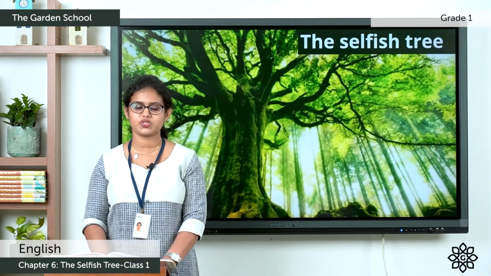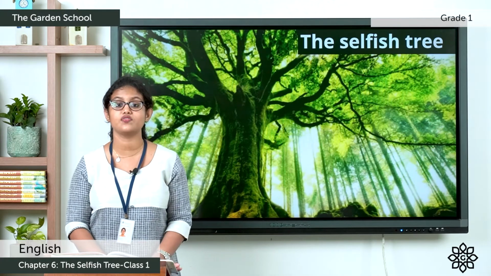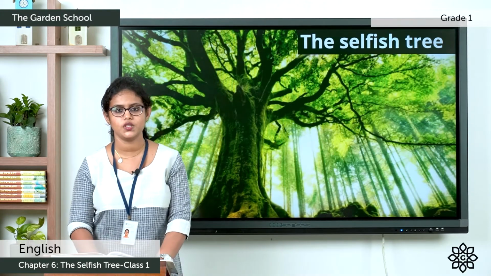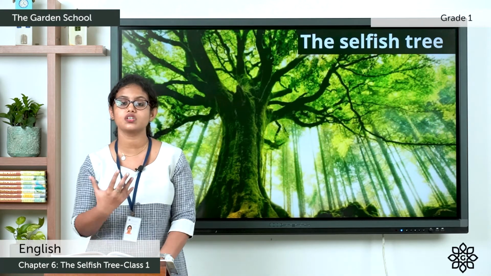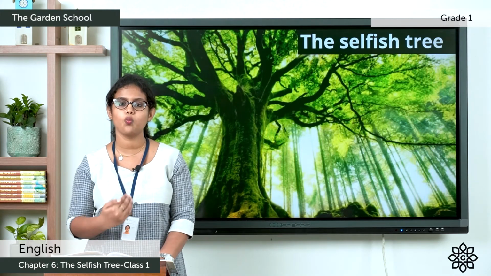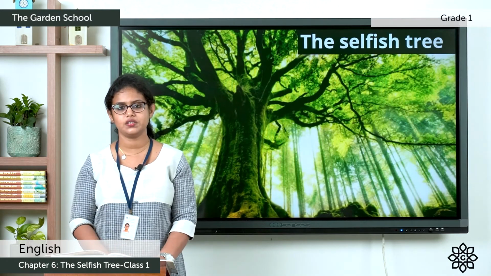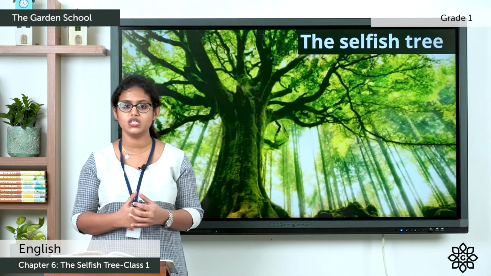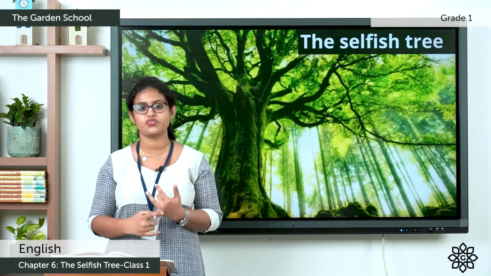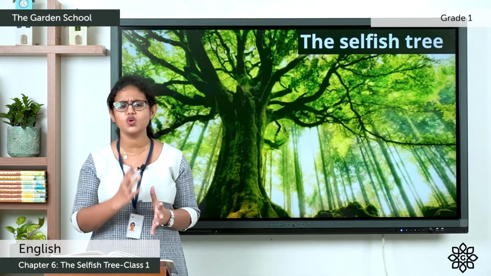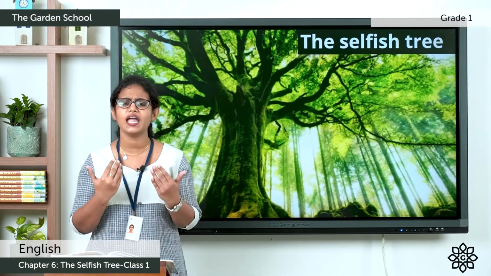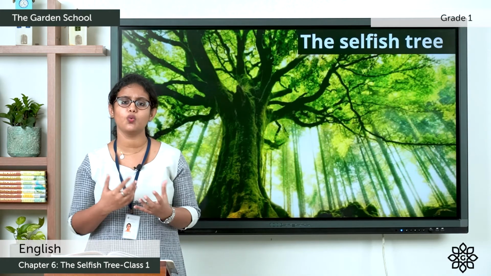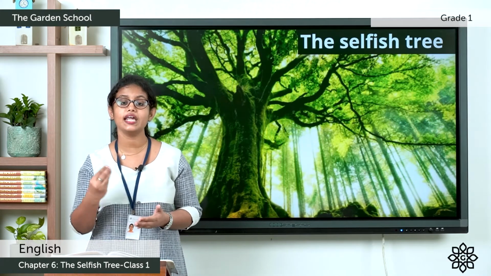So moving on to the chapter that is about the selfish tree. So the name of the chapter is The Selfish Tree. So this is a story about a tree that did not want to share its shade. So there was once a grumpy tree and this tree was the biggest tree in that field. And this tree did not want to share its shade with anyone. And when the autumn came, you know what happened? The trees shed their leaves.